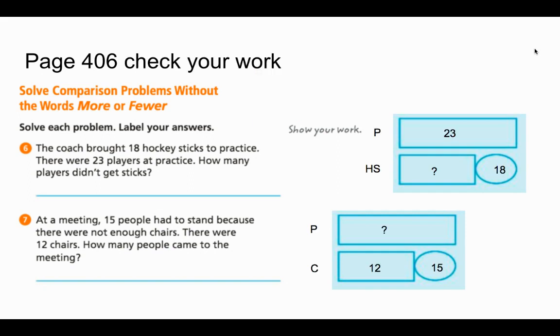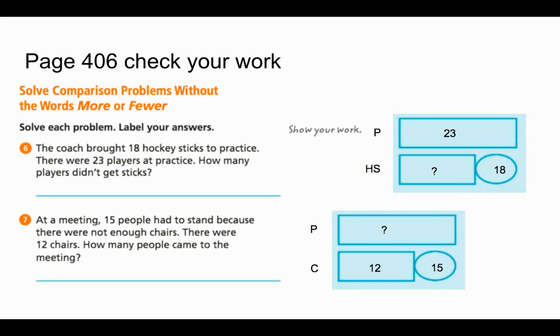The coach brought 18 hockey sticks to practice. Here's the 18 the coach brought, and I put HS for hockey sticks. There are 23 players at the practice. Some of the players did not get sticks. So how many players did not get sticks? And your answer is a missing addend. So it's going to be less. It's going to be 5. 5 plus 18 equals 23.